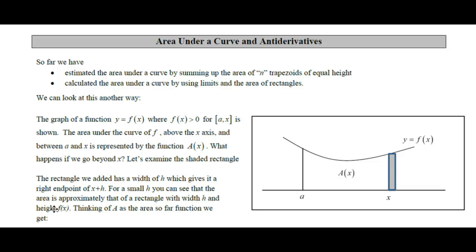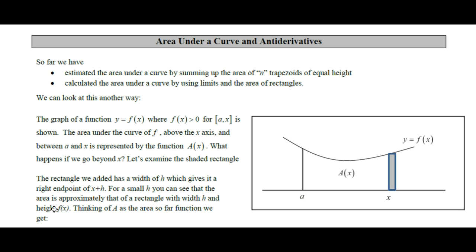Area under a curve and antiderivatives, right? So far we've estimated the area under a curve by summing up the area of n trapezoids of equal height. Then we switched that up and calculated the area under a curve by using a limit and the area of rectangles, aka a Riemann sum. But we can look at this another way.